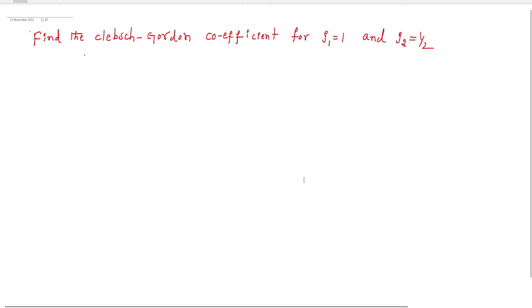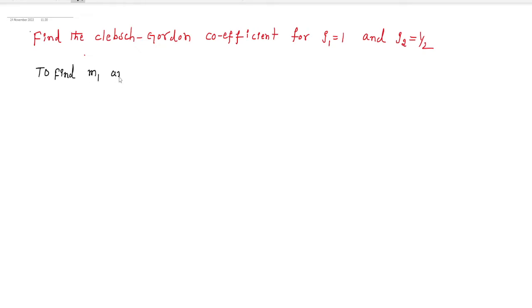Okay, today I'm going to discuss the Clebsch-Gordan coefficients for j1 equal to 1 and j2 equal to 1 divided by 2. For that, first we need to find the m1 and m2 values.